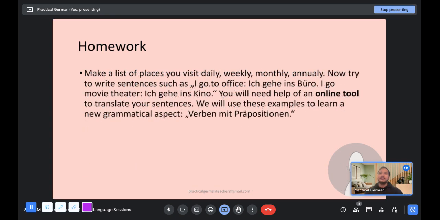Make a list of places you go daily, weekly, monthly, annually. Daily you may go to the office. Weekly you may go to the supermarket. Monthly you may go to visit a friend. Annually you may fly to your country. Now try to write sentences such as "I go to office." Again, you will not know how to say this. Use DeepL Translate for it. I don't mind, but you need to do this. Some things you should learn before your level. There is grammar behind it, but learn that.